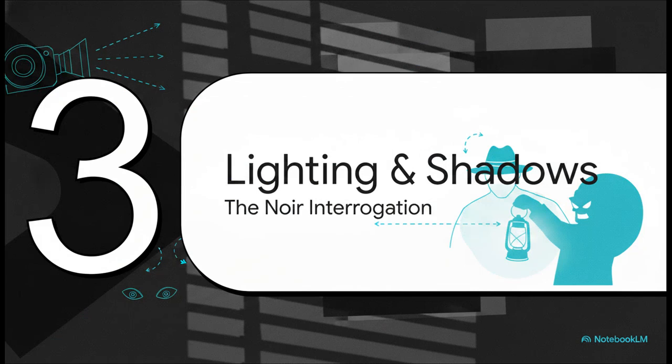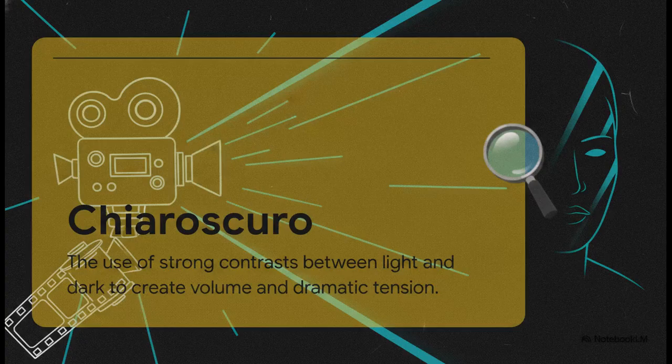That brings us to Section 3, Lighting, Shadows and Subtext. Welcome to the noir interrogation. So, if the frame creates the physical boundaries of our reality, lighting determines what we're actually allowed to see within it. Let's establish a foundational term for our audit here.